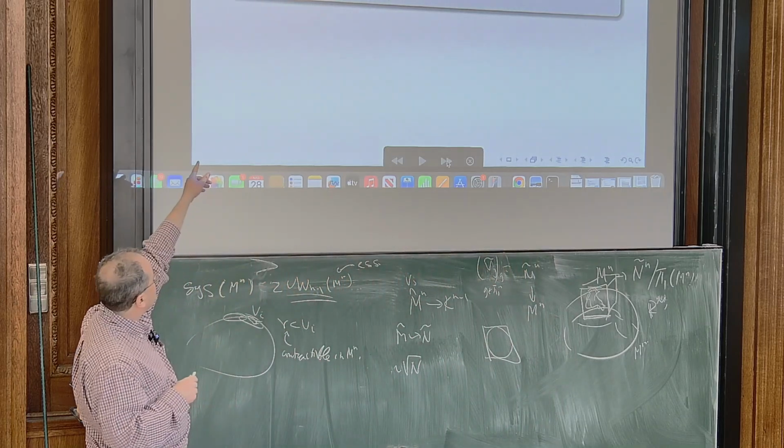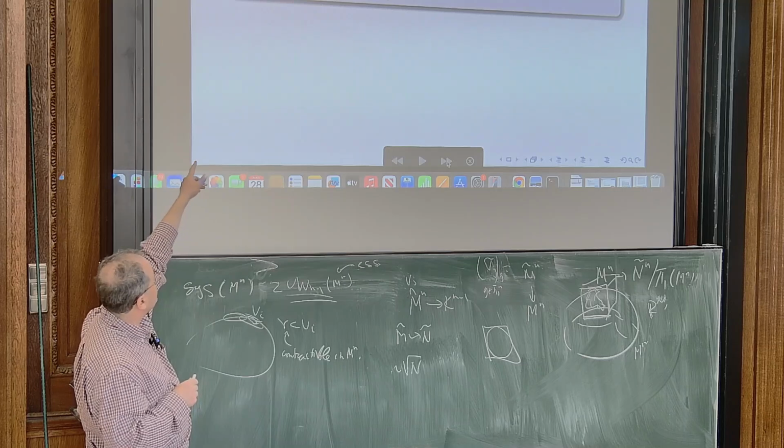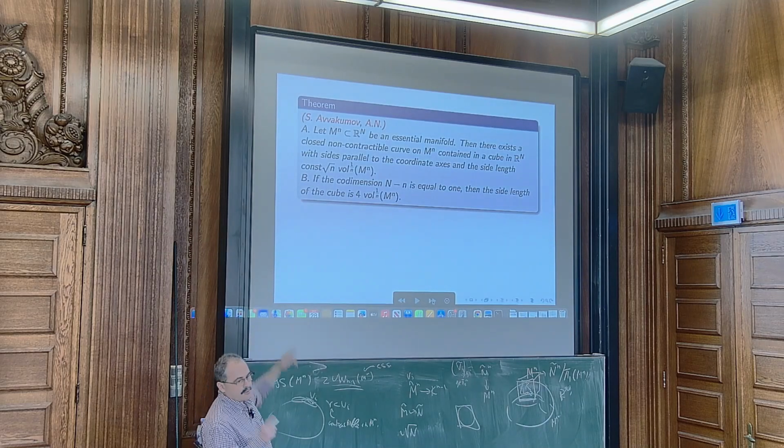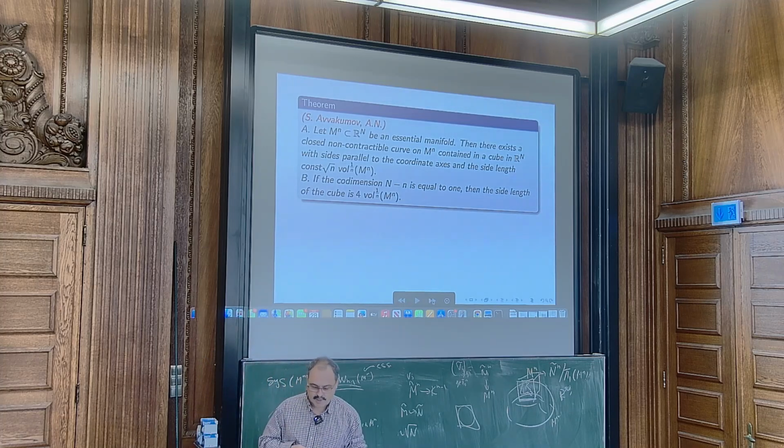So we see that the side length of this cube is const square root of n. Observe that we are allowed essentially in these inequalities to use only the dimension of the manifold, not the dimension of the ambient space. We don't really want to use the dimension of the ambient space. It's taboo for us. So here we have constant square root of n times volume to the power 1 over n. In codimension 1, we could do even better. It's just 4 times volume to the power 1 over n.